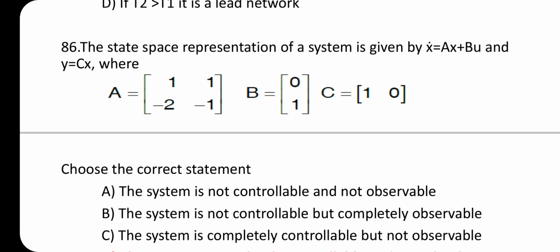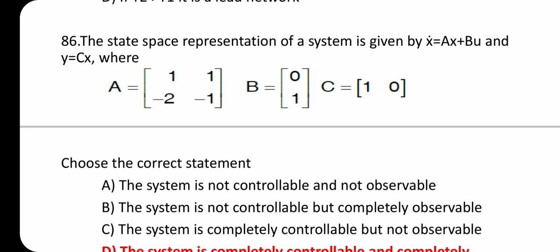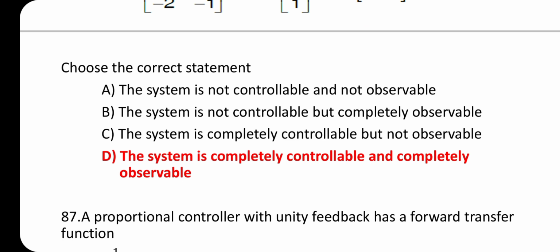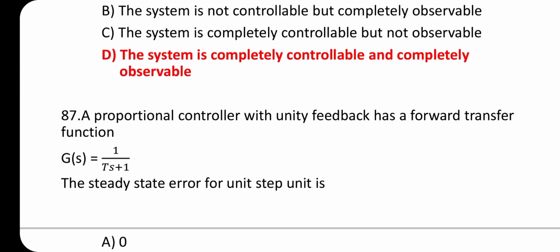86. The state space representation of a system is given by x dot equal to Ax plus Bu and y equal to Cx, where A equal to [1 1; -2 -1], B equal to [0 1]ᵀ, C equal to [1 0]. Choose the correct statement. According to the first statement, option D is the correct one. That is, the system is completely controllable and completely observable.